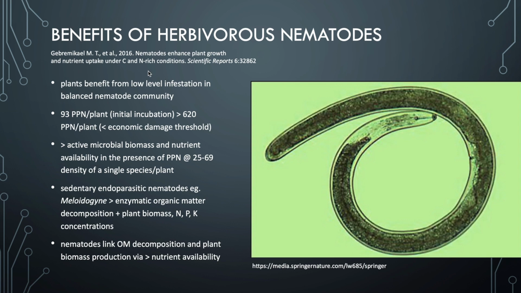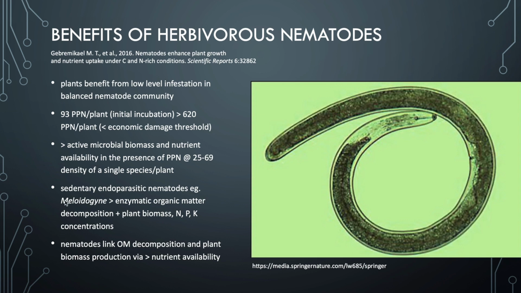What these authors found was that plants actually benefit from low-level infestation in balanced nematode communities. They found that 93 plant parasitic nematodes applied as an initial inoculation onto a plant allowed these nematodes to increase up to 620 plant parasitic nematodes per plant, but this was still below the economic damage threshold. They also found an increased active microbial biomass and nutrient availability in the presence of plant parasitic nematodes at a density of 25 to 69 of a single species per plant.